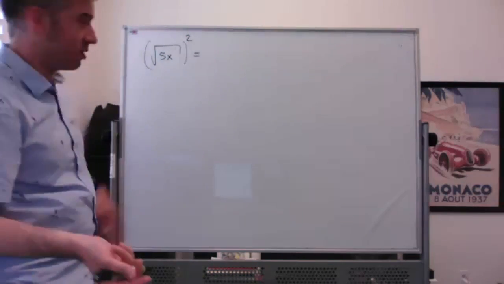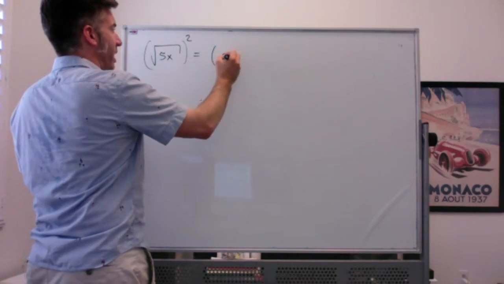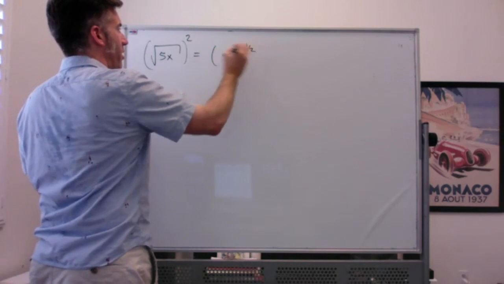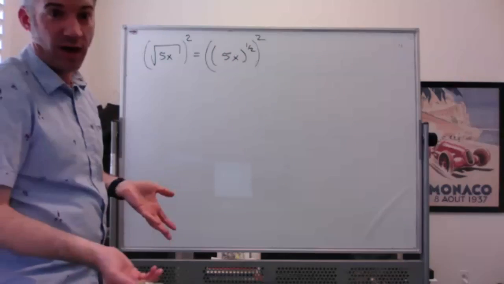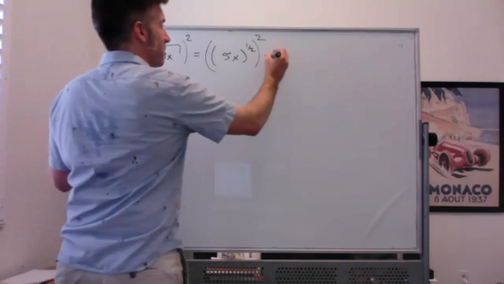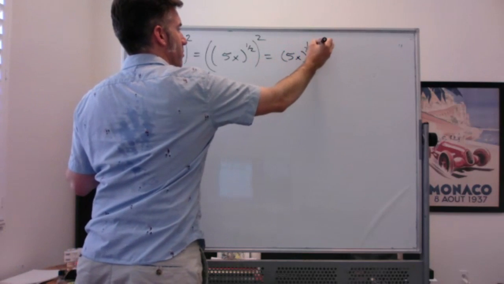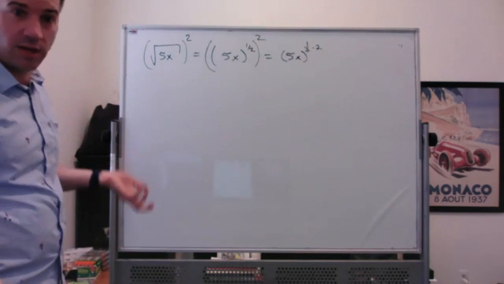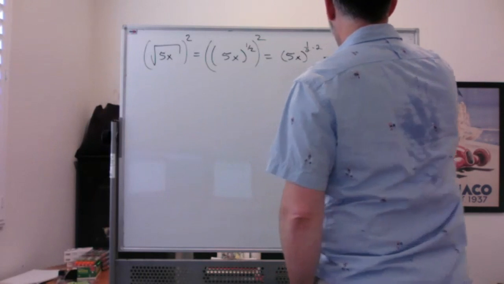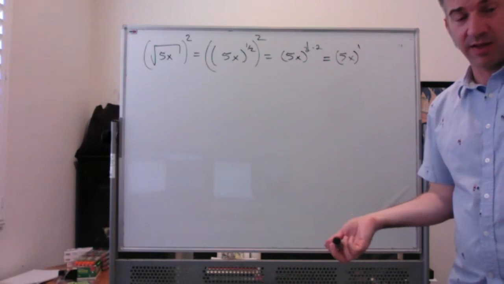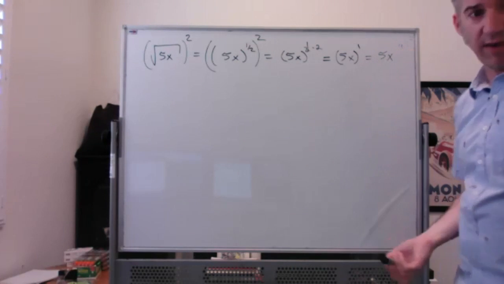I'm going to use the power to power rule. So let's rewrite the square root as a power. That's 5x to the 1/2 power squared. And then when you have a power to a power, what do we do with the powers? We multiply them. And 1/2 times 2 is 1. So this is 5x raised to the first power, but then anything to the first power is just itself. So this is just 5x.